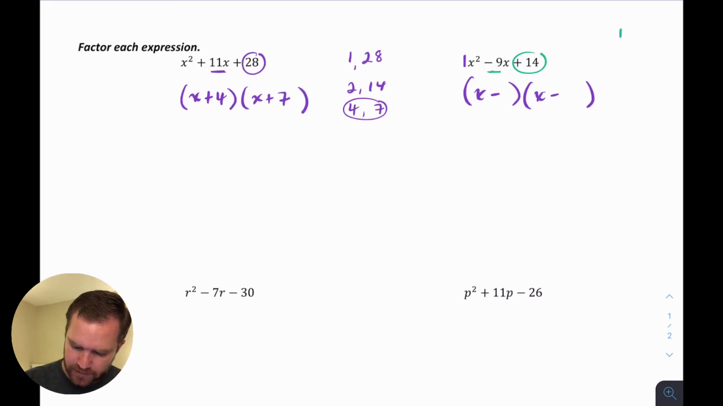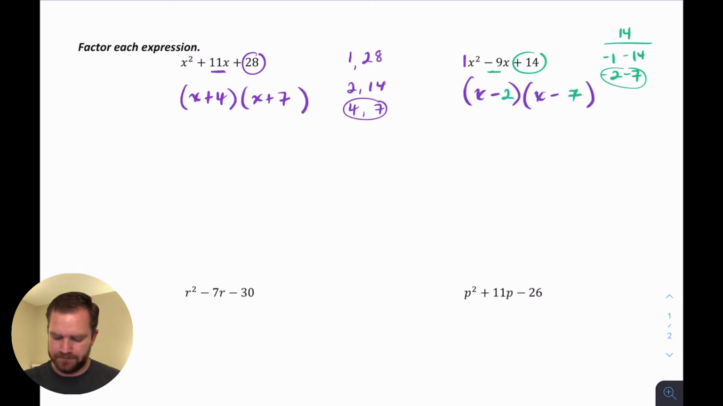So we're looking for factors of 14. So we have 1 and 14, 2 and 7, and that's about it. And actually these are going to be negative. So which of those sum to -9? So it's going to be these two. So it's x minus 2 and x minus 7.